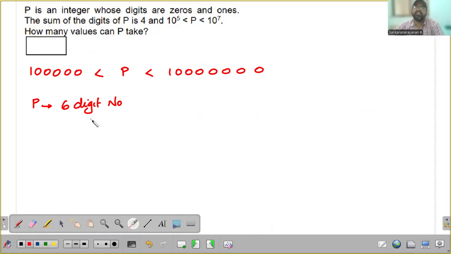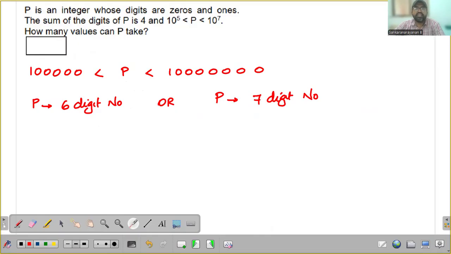So P can be a 6-digit number, or this P can be a 7-digit number. Because here, when you observe, 10 power 7 is actually an 8-digit number. See this: 1, 2, 3, 4, 5, 6, 7, 8. So the P you are considering can be a 6-digit number, or it can be a 7-digit number. So these two cases you should be aware of.